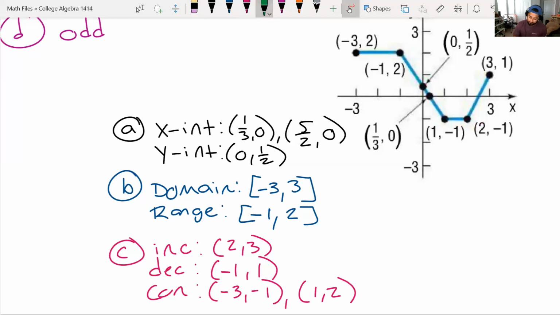And then D, even, odd, neither. Does this graph reflect across the y-axis? No. Does this graph reflect across the origin? No. Right? There is no symmetry at all, so this is neither.